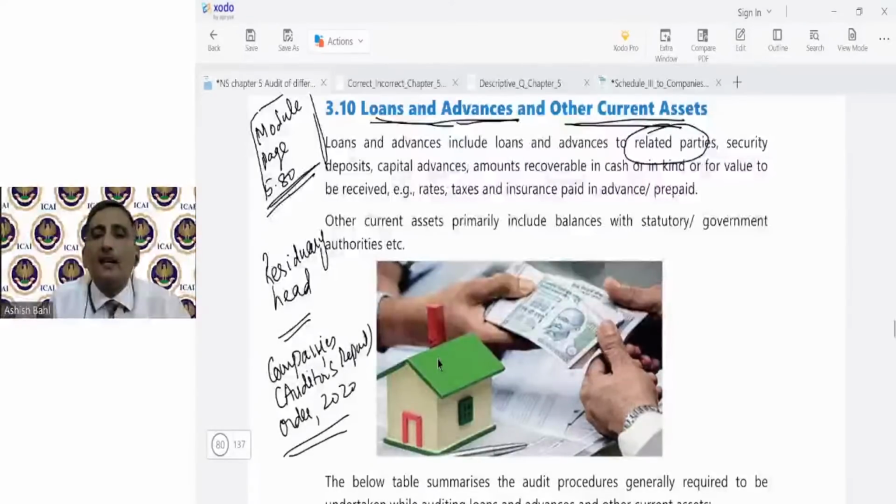So it was issued in 2020. That is why it is known as CARO 2020. Earlier there was CARO 2016, which was replaced by making certain amendments in it. So CARO 2020 became applicable sometime back. So what does it contain? It contains certain 20 to 25 points on which the auditor has to give his report specifically.